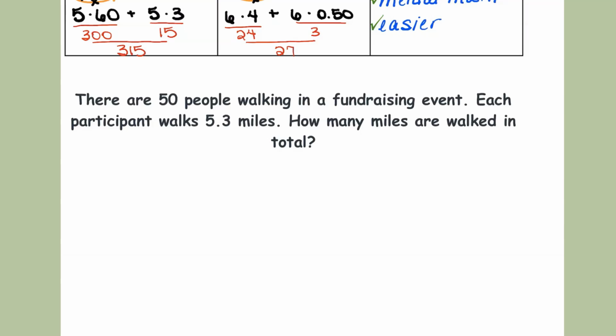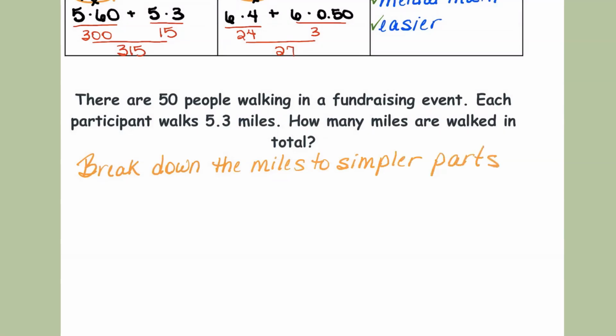Some things I would like for you to think about is which one do you want to break up? Do you want to break up the 50 or do you want to break up the 5.3? For me, I think it would be a lot easier to break down the miles to solve this problem in order to simplify, because I can say 50 times 5 and 50 times 0.3.